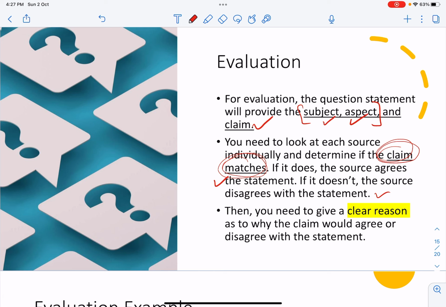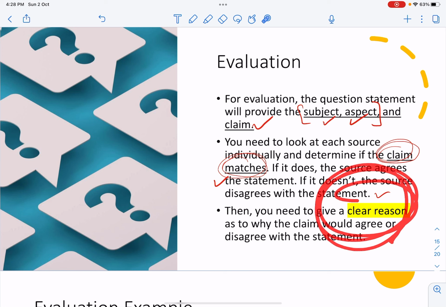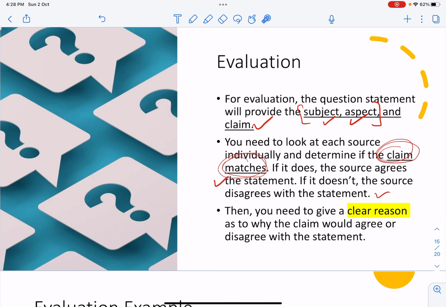Then this is very crucial, especially for evaluation. The reason is very, very important. In what way? The central idea of the source itself. In what way is it making the claim? Alright? This is very important. Whether you agree or you disagree, your reason needs to be very clear.